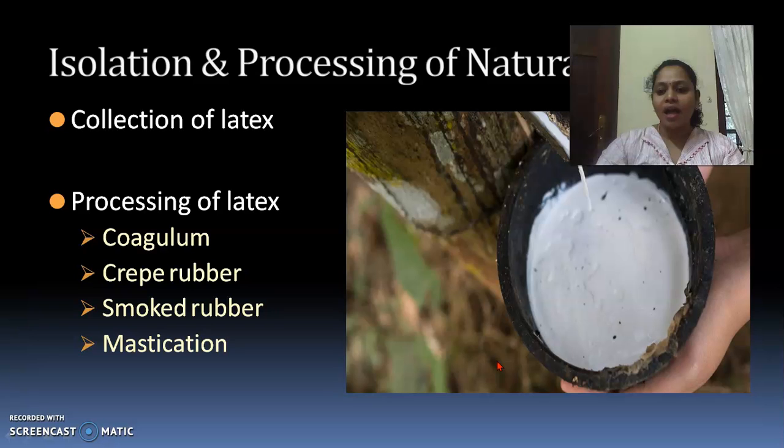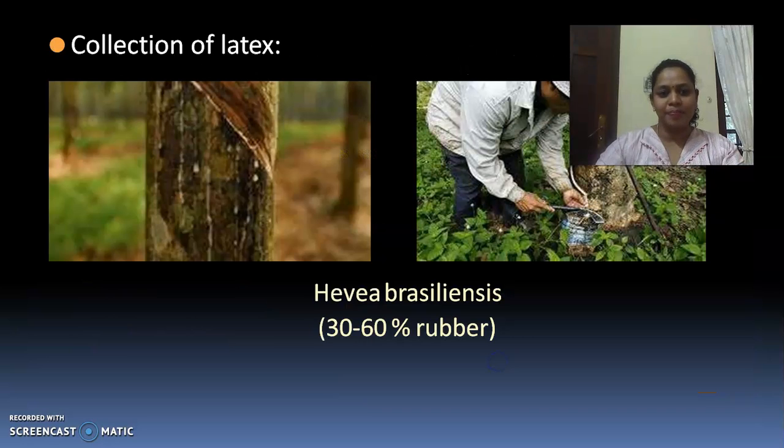Now, coming to the isolation and processing of natural rubber, it contains several steps. First step is the collection of the rubber latex. So, we collect the rubber latex from the rubber trees. Then, the next one is the processing of latex, which consists of several steps. That is coagulum, crepe rubber, smoked rubber, mastication, etc.